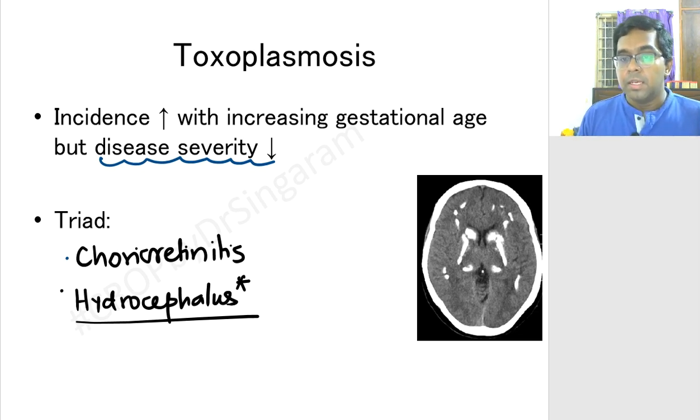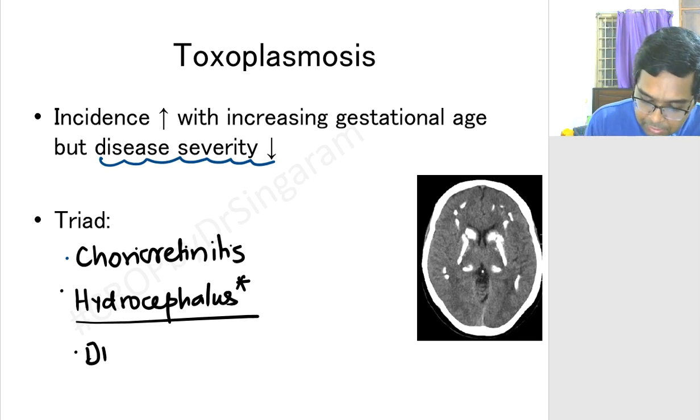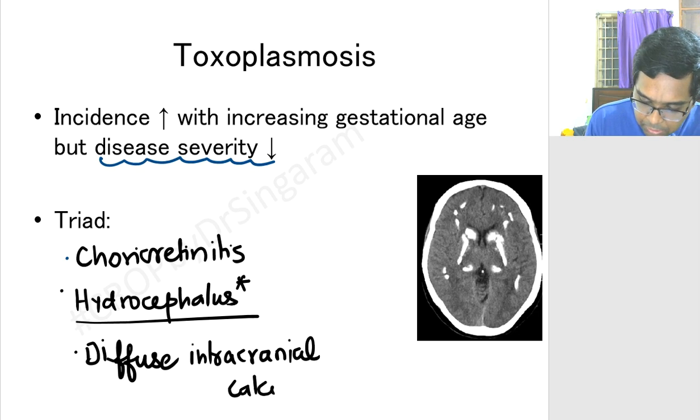It's important. Now, the third finding is what you see in the picture. What are you seeing in the picture? Here also you are seeing the calcification, but they are scattered throughout the brain. So what I will write, the third finding is diffuse intracranial calcification. This is the triad of congenital toxoplasmosis.